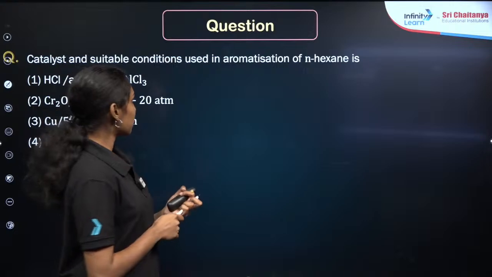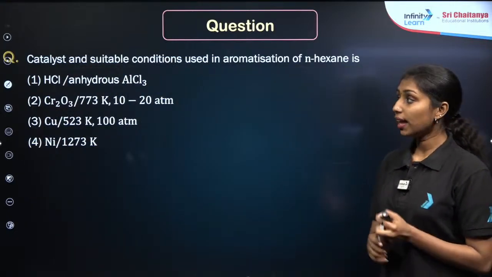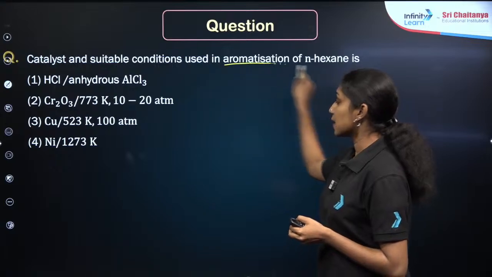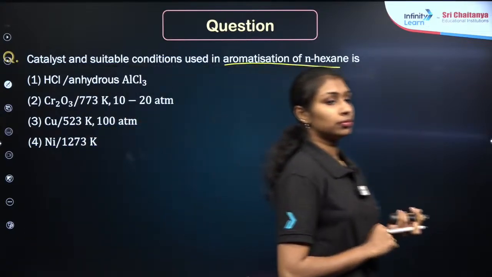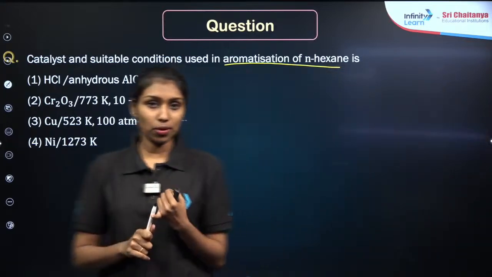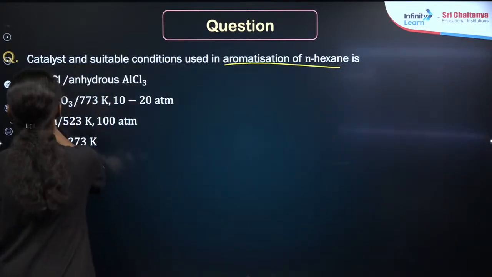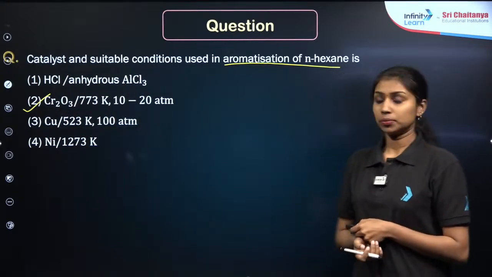Here is the next question, which is based on chemical properties. What will be the catalyst used in the aromatization of normal hexane? Aromatization of normal hexane. Either vanadium oxide, chromium oxide or molybdenum oxide. So option 2 will be the correct answer here.